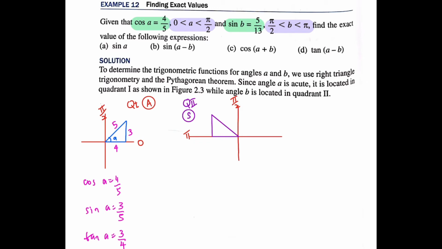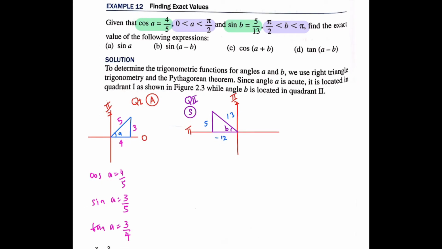So let's fill in the values for your B. Sine B will be 5 over 13. So opposite over hypotenuse will be 5 over 13. Therefore, using the Pythagorean theorem, your adjacent will be 12. So you can write 12 here to be minus because you know this is the value for minus x. Okay, so now let us write out the values of whatever is given. Sine B originally is 5 over 13. So this is positive. This is correct because this is sine's house.